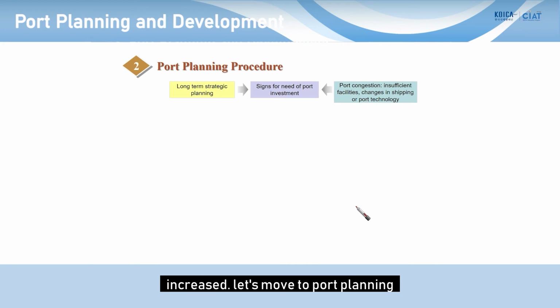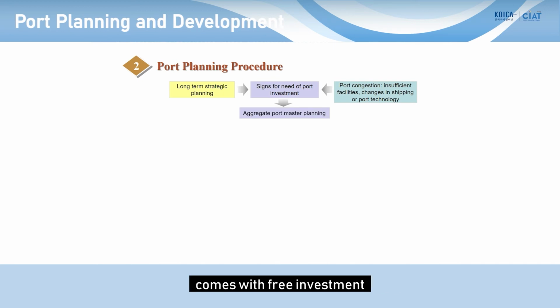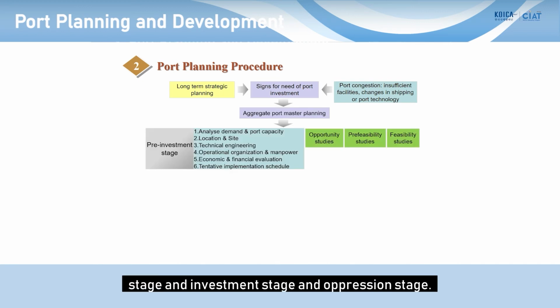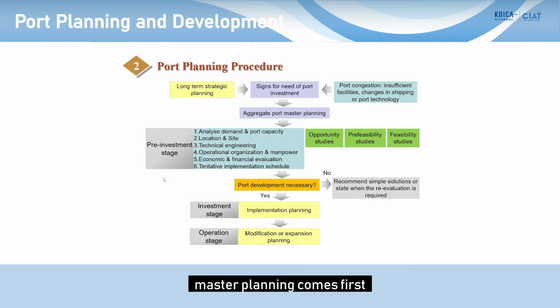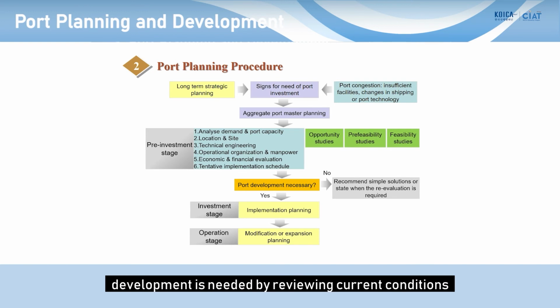Let's move to the port planning procedure. This flow chart shows the general port planning process. The long-term strategic plan comes with a pre-investment stage, an investment stage, and an operation stage. As shown here, in the pre-investment phase, port master planning comes first. Evaluate the port project requirement to decide whether or not the port development is needed, by reviewing the current conditions and existing facilities and analyzing the result.